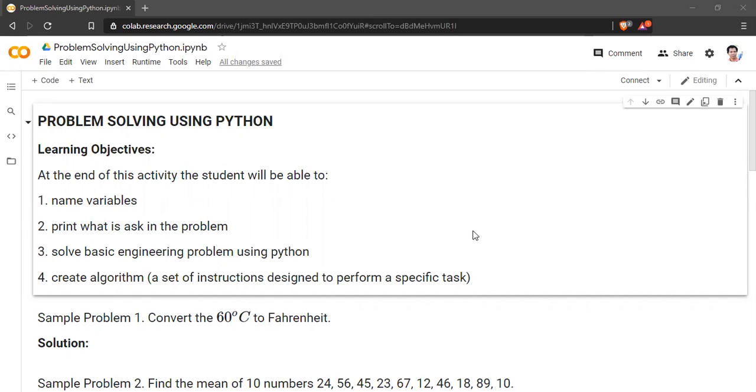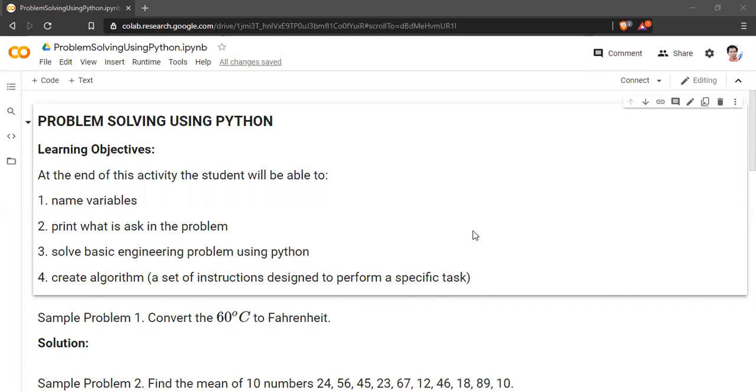And number three, solve basic engineering problems using Python, since programming is not just creating codes. In engineering, we use programming in problem solving. So instead of dealing with codes, we will focus more on creating solutions to the problem.